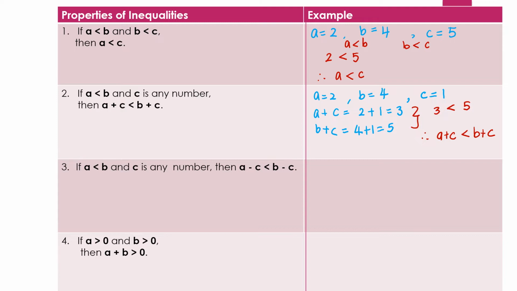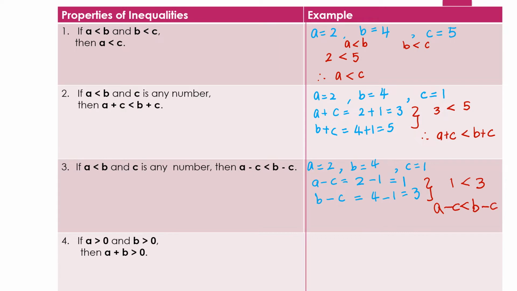For property number 3, A is smaller than B. So let's say I have A equals 2 and B equals 4. And C is any number. I will choose the same number like just now, C equals 1. Now let's see what is A minus C. A minus C will equal 2 minus 1, which equals 1. B minus C will equal 4 minus 1, which equals 3. From here, I can say that 1 is smaller than 3. 1 is A minus C, so I have A minus C is smaller than B minus C. Exactly what is written in the conclusion.